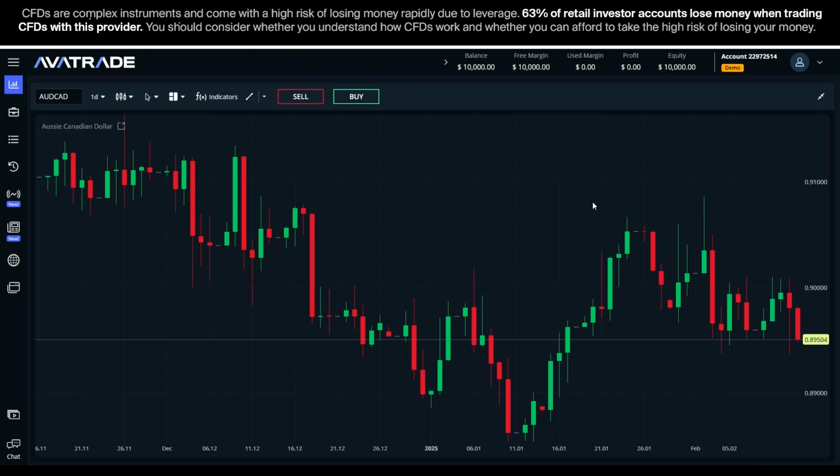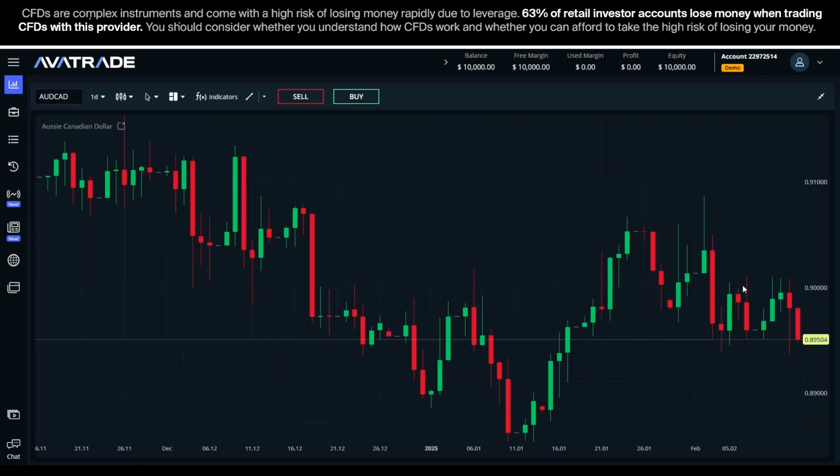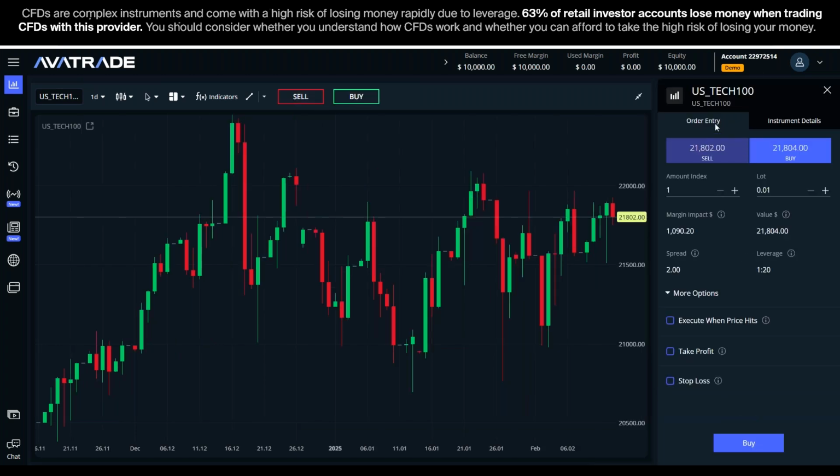Okay, there is another way to search for an instrument that you want. One way is to pick it from the list. Another way is to just erase what is here at the top left corner and write the name of your instrument. So if I go for NASDAQ, that brings us US Tech 100. And when I pick it from the list, it becomes the chart. And then I can click sell or buy to enable the order entry.